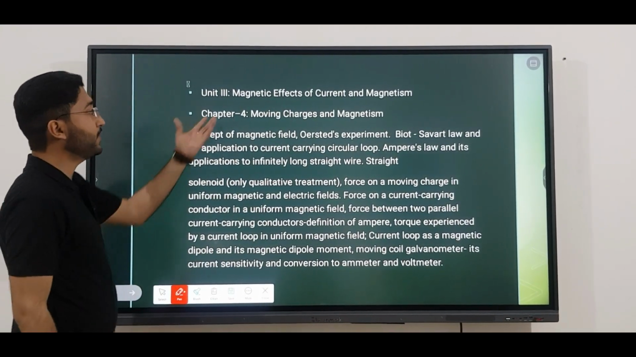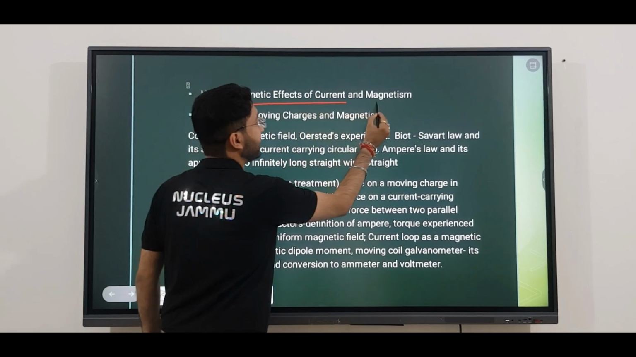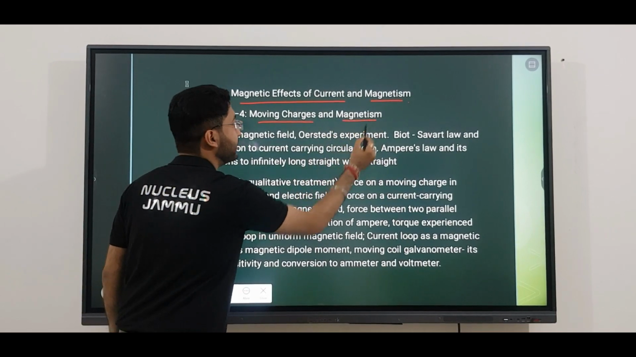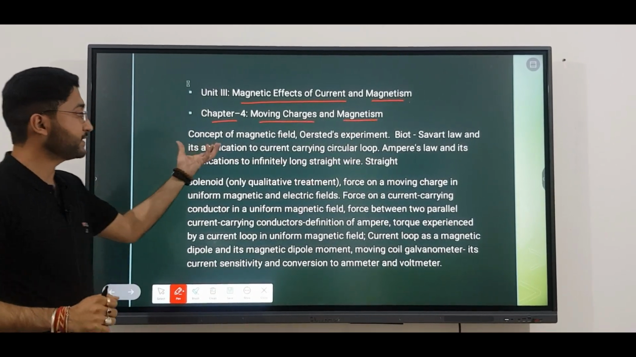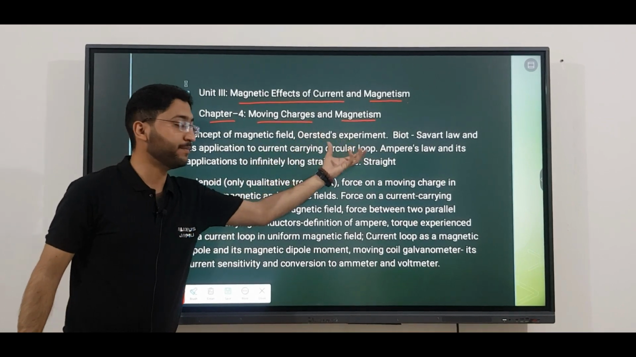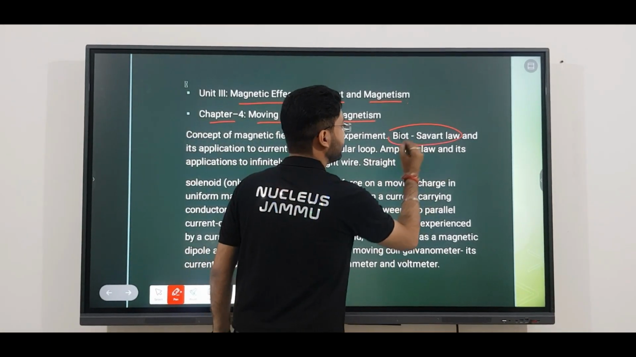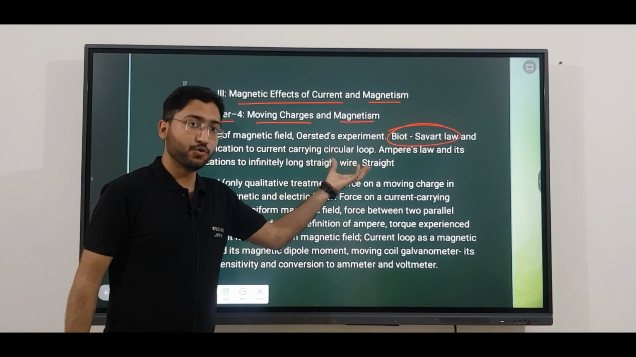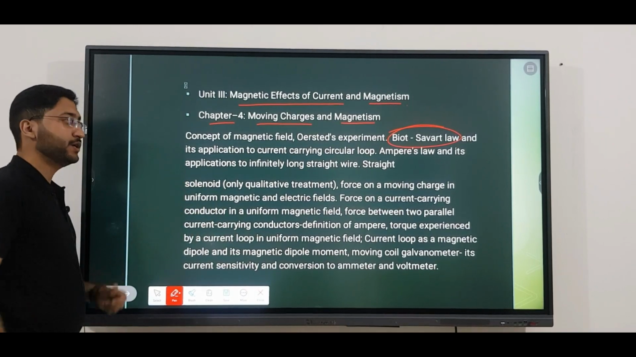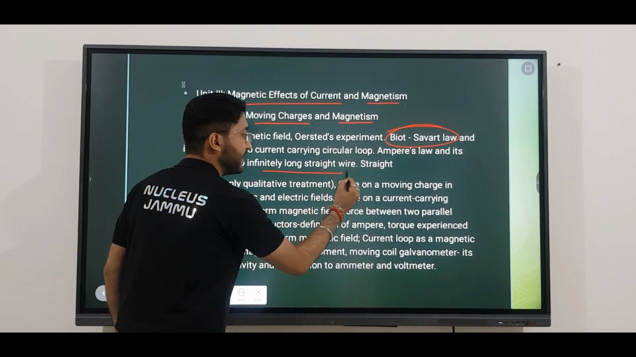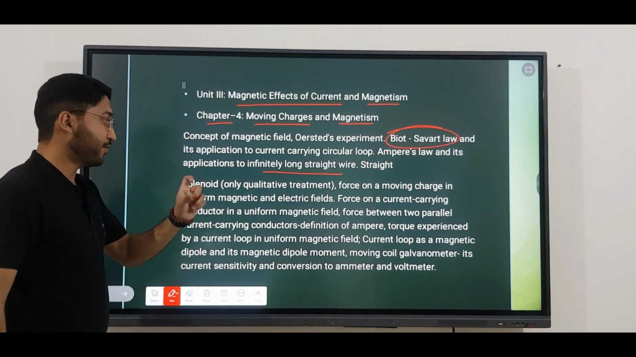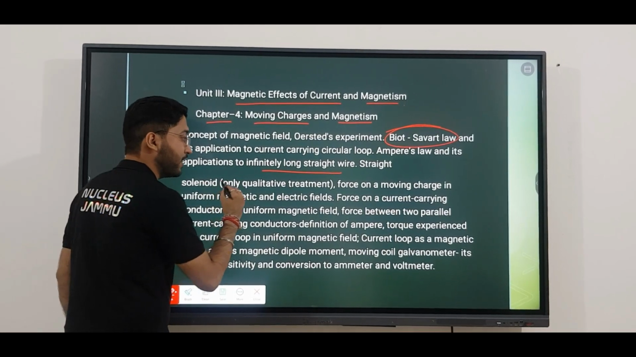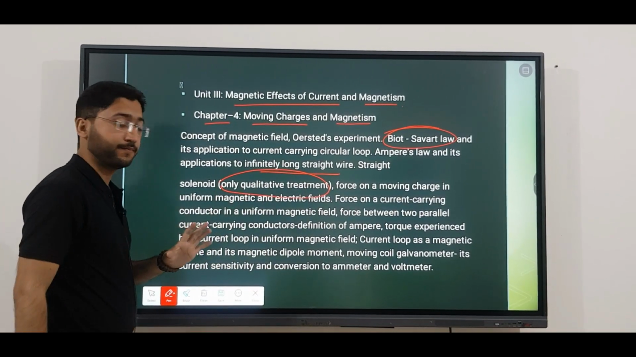Now from unit 3, which is magnetic effects of current and magnetism, there is a subdivision, chapter 4, moving charges and magnetism. Now you have to study the concept of magnetic field, Oersted experiment, Biot-Savart law, which is very important, and its application to a current carrying circular loop, Ampere's law and its application to an infinitely long straight wire. The main modification is the straight solenoid: you only have to study the basics and formula, no thorough knowledge is required.